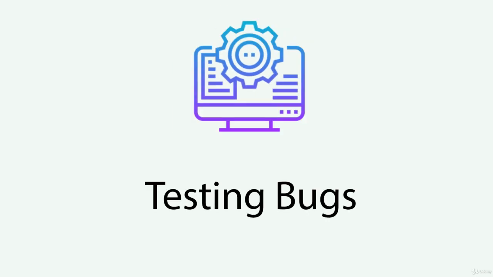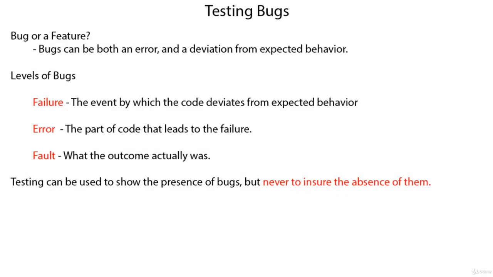So let's go over testing in respect to bugs. Let's actually discuss what a problem is. What are we looking for whenever we are testing? And that is this idea of bugs. So bugs are basically a deviation from expected behavior. And we have to consider, is it a bug or a feature?